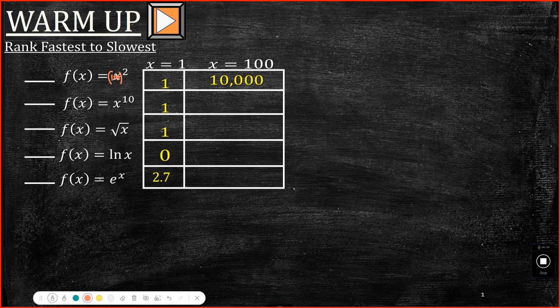100 to the 10th power. Well, what does that mean? 100 times 100 times 100, all the way to 10 times. And how much is that? A really big number. 10 to the 20, which is big. What's the square root of 100? 10.